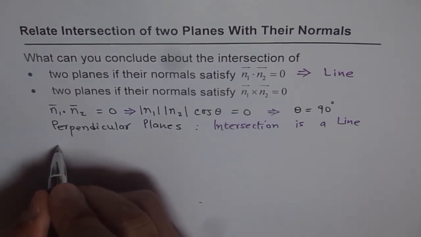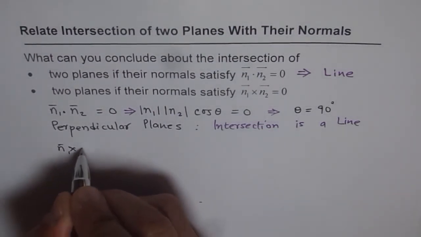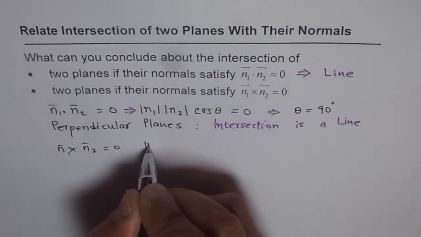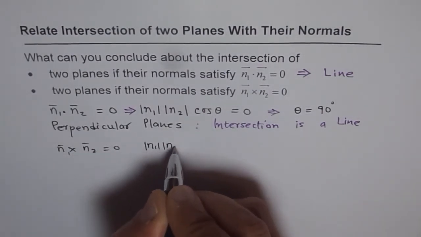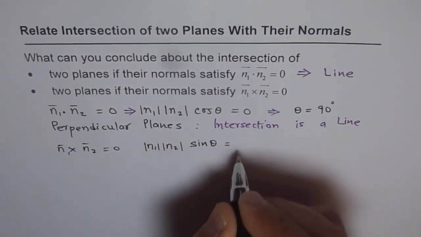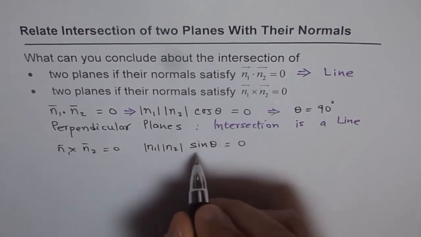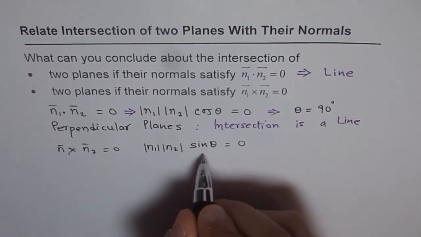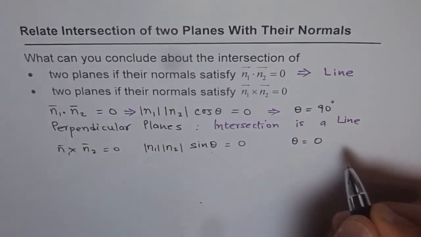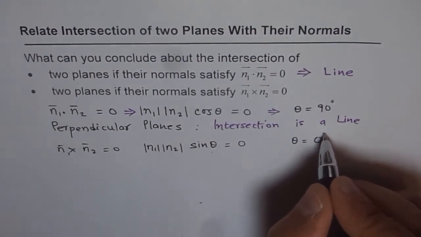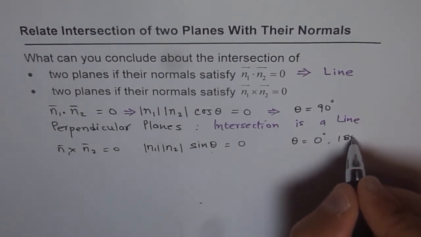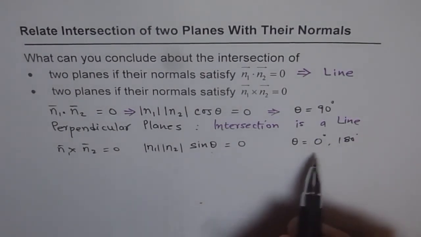And the second one is in a similar fashion. We'll do n1 cross n2 equals 0. That implies that magnitude of n1 times magnitude of n2 times sine theta, since the cross product involves sine theta, equals 0. And that means sine theta is 0. So when is sine theta 0? Sine theta is 0 when theta equals 0 or 180 degrees. So that is the condition.